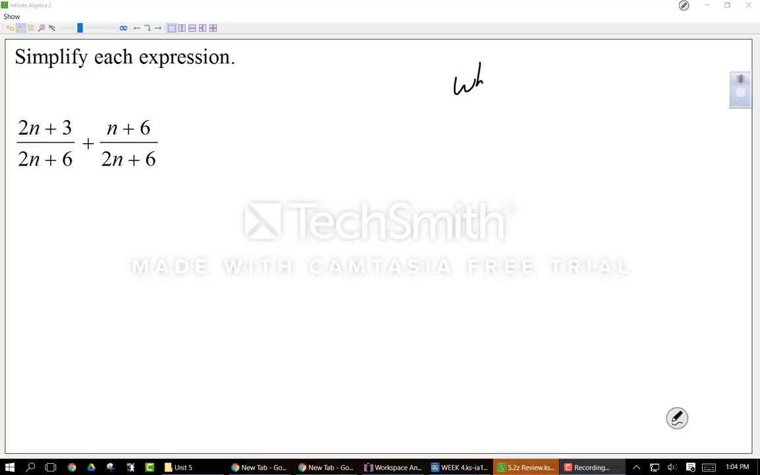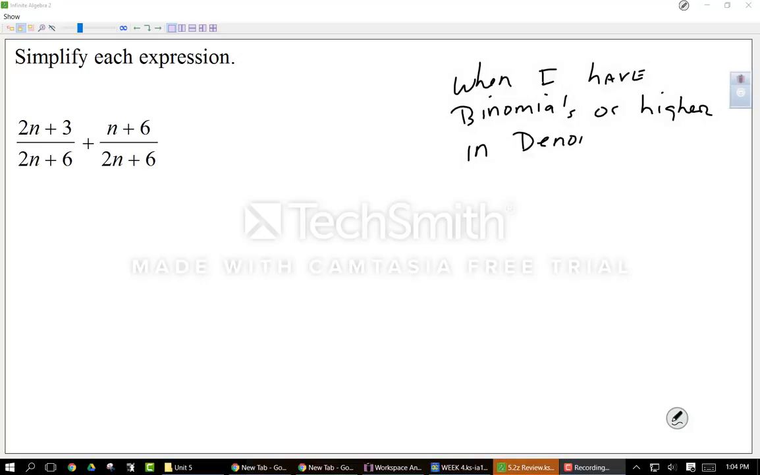When I have binomials or higher, meaning if you have a binomial, a trinomial, any kind of polynomial in the denominator. So any kind of nomial in the denominator, I'm going to abbreviate denominator as denom. Okay, factor first everything. Okay, so factor first and then factor everything.